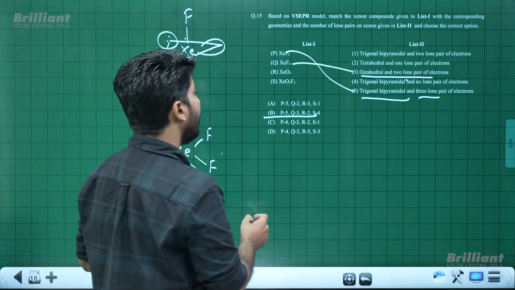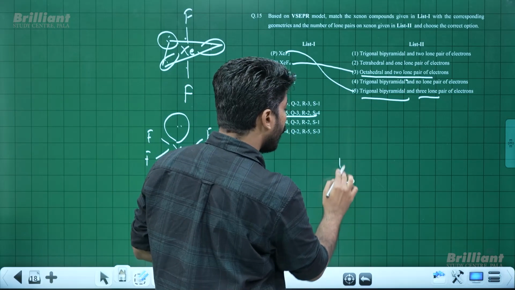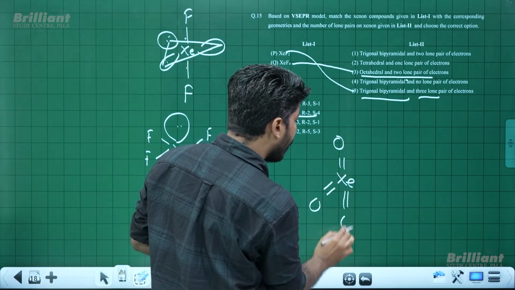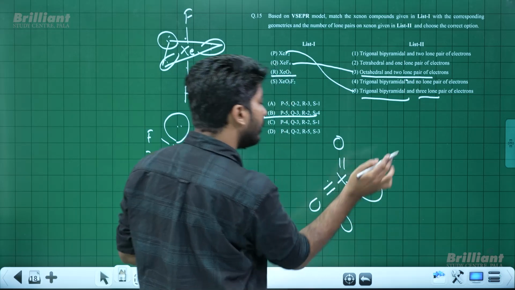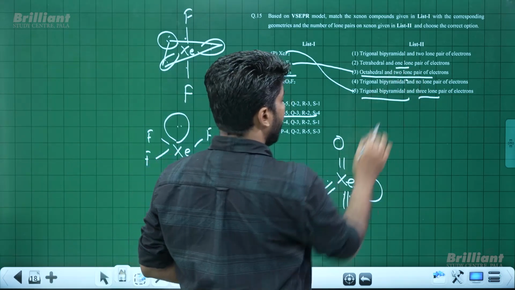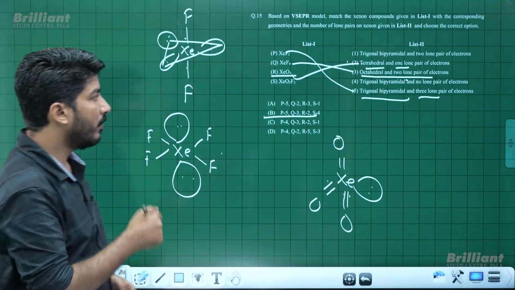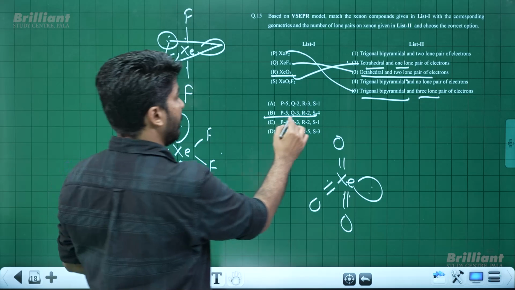Now let's verify with the other options also. R is XeO3. Okay, 1, 2, 3, 4, 5, 6, 7, 8. That is the structure of XeO3. 1 lone pair, tetrahedral geometry of electron pairs around xenon. So R is matching with 2.